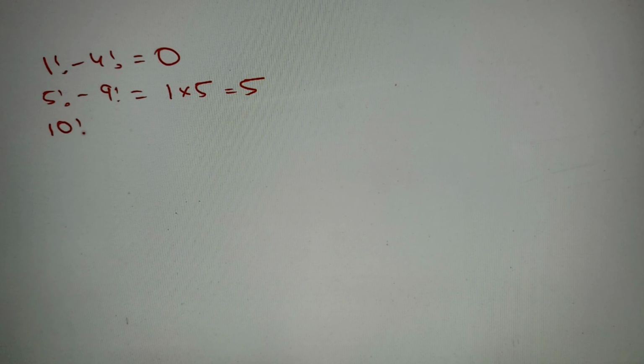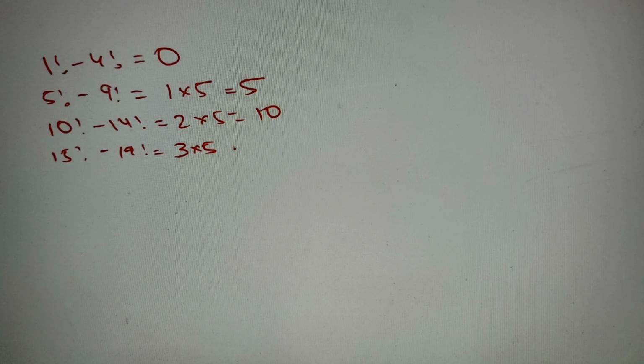Now from 10 factorial up to 14 factorial, we'll get 2 trailing zeros, because from 10 factorial we'll have 2 powers of 5. So 2 into 5 is equal to 10 trailing zeros in total. Now from 15 factorial up to 19 factorial, we'll get 3 trailing zeros. So 3 into 5 is equal to 15. Now from 20 factorial up to 24 factorial, we'll have 4 into 5 trailing zeros. So we'll get 20 trailing zeros.